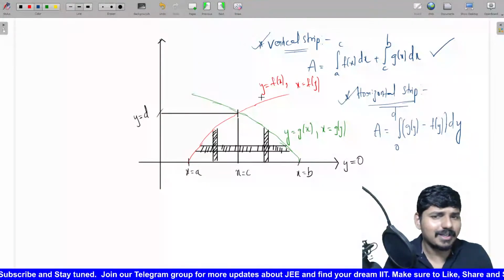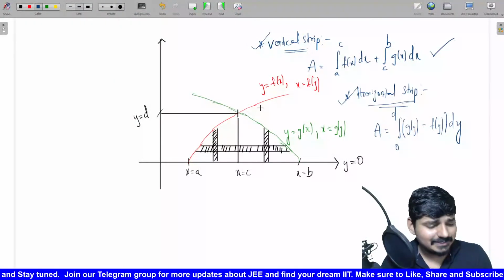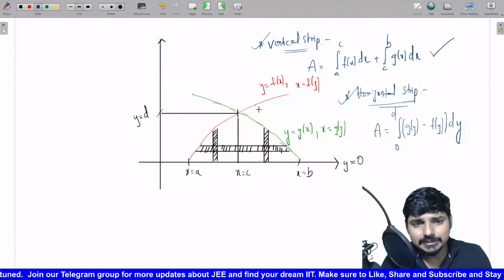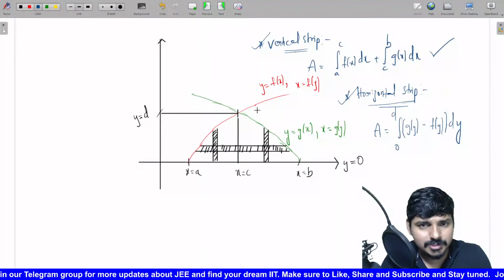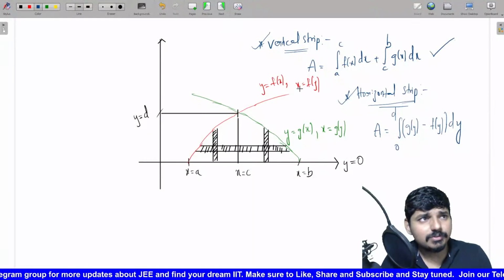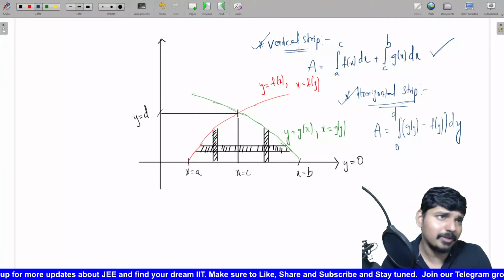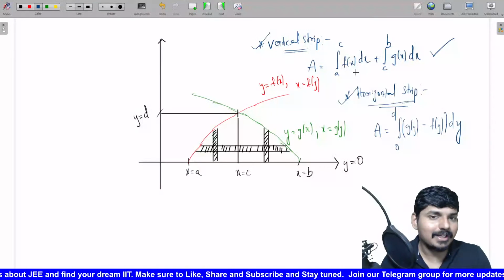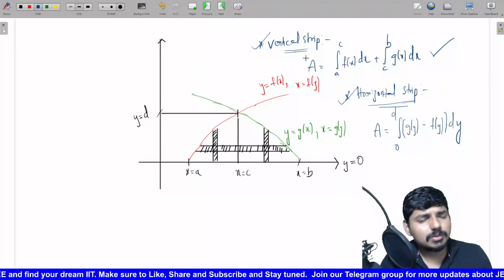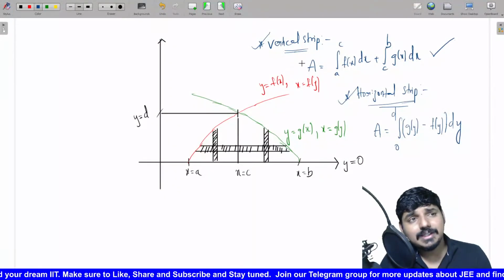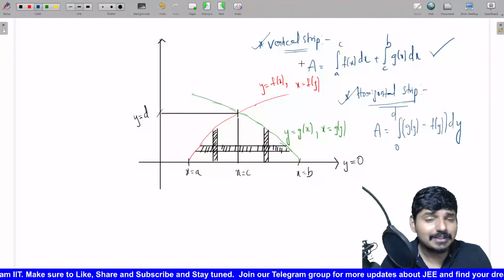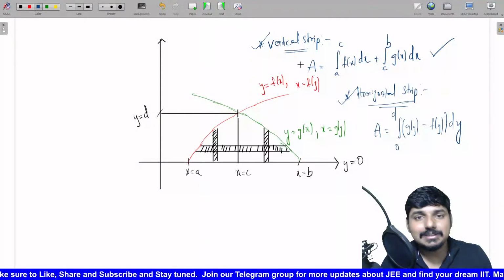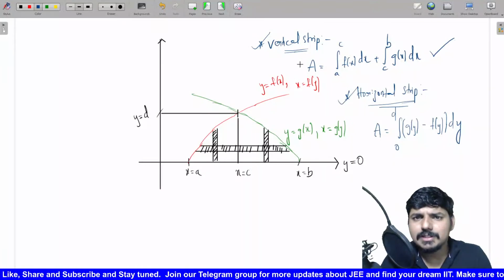Well, we cannot derive or conclude any such thing, guys. It all depends upon the question. Okay, you see the question, and according to the question, if you feel vertical strip, maybe you're taking two in that case, but by taking the vertical strip only, you're getting the answer very easily, you have to go with the vertical strip. Or let us say if you take a horizontal strip and in that way you get the answer very easily, then go with the horizontal strip.